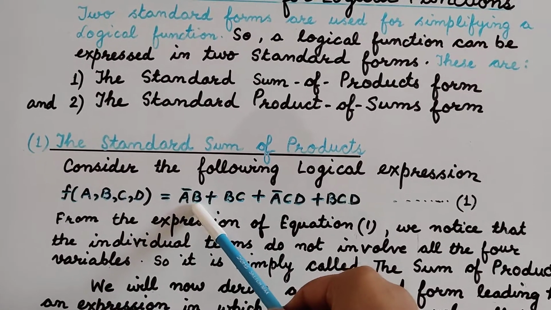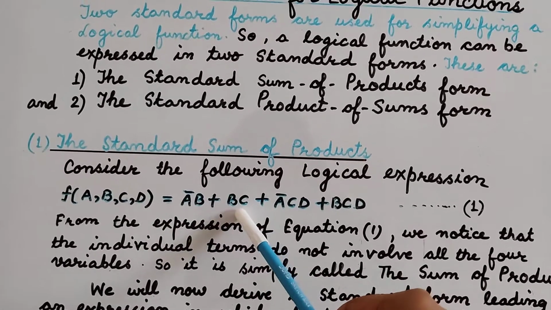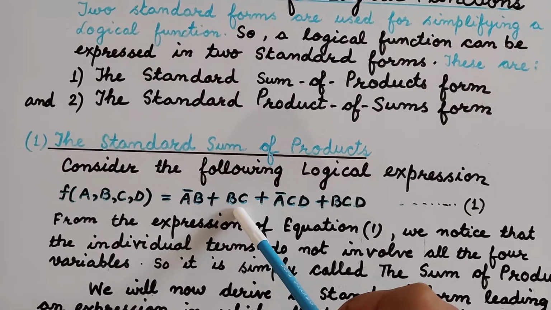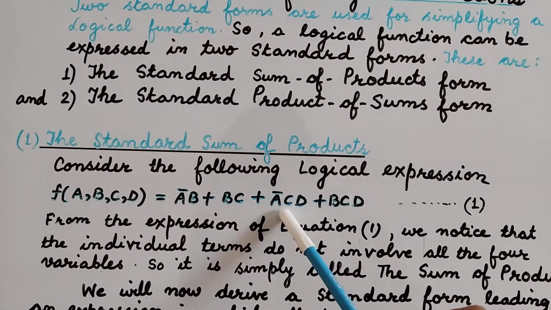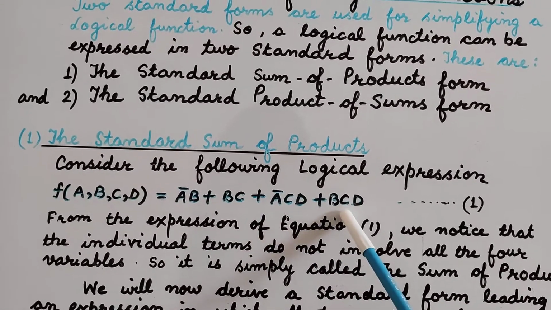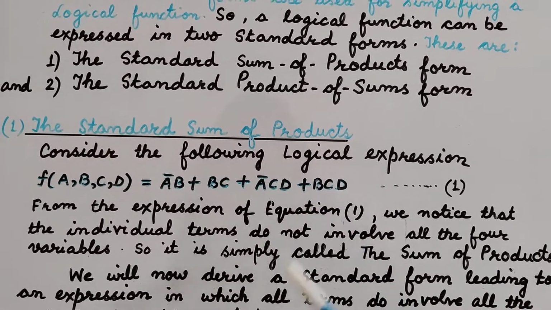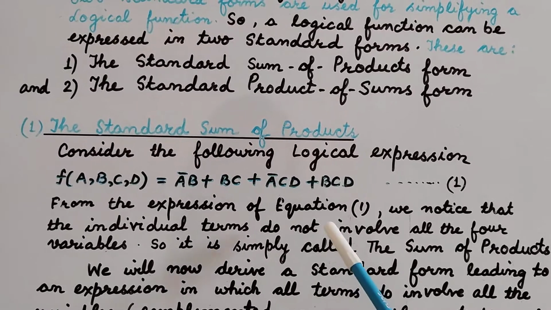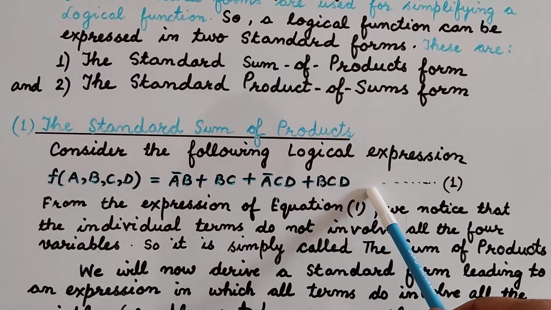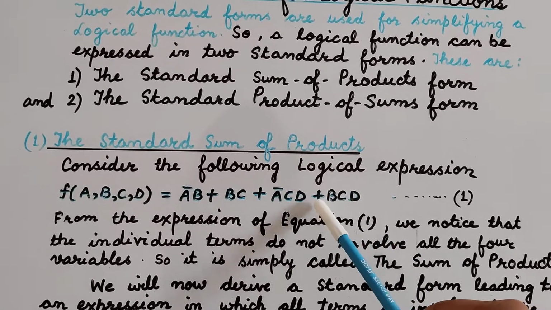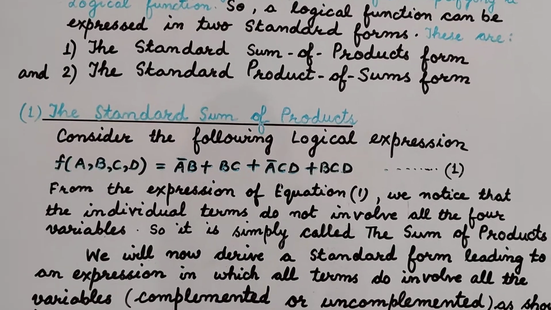The first term does not involve the variables c and d. The second term does not involve the variables a and d. The third term does not contain the variable b, and the fourth term does not contain the variable a. So this form is simply called the sum of products form. We do not call it the standard sum of products.